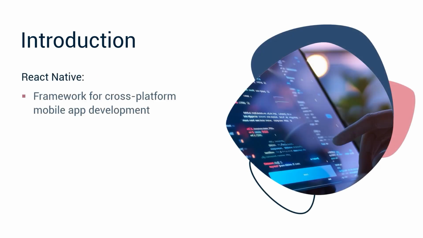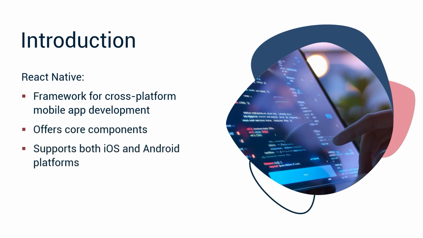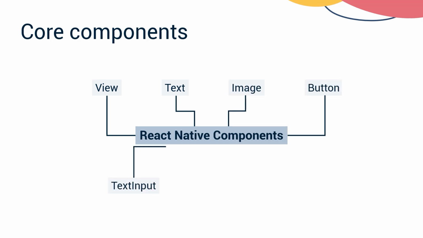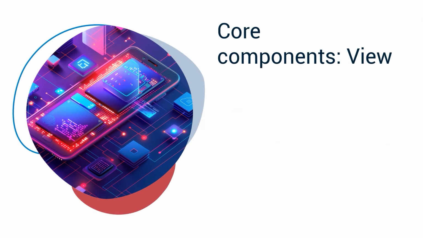React Native is a framework for building cross-platform mobile applications, and it provides a set of core components that are essential for building mobile applications. Are you ready to dive in to explore more? The core components of React Native include view, text, image, button, text input, scroll view, and flat list. Let us explore each basic component along with its syntax.